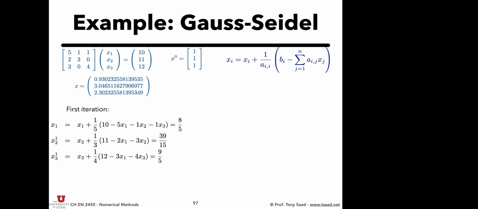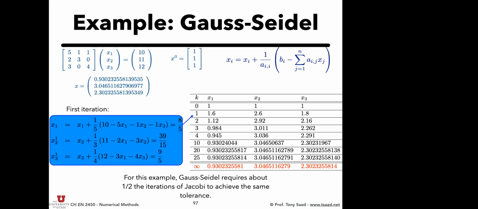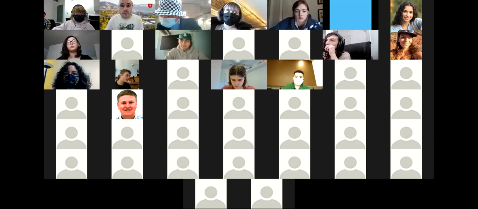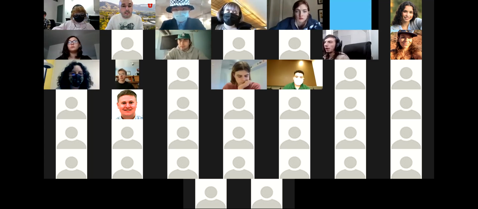So again, I give this little example over here. You can do it by hand, but the best thing is to do it in Python. For the example that we were just doing, Gauss-Seidel requires about half the number of iterations of Jacobi to achieve the same tolerance. Now I want to show you this, and let's do it in a Jupyter notebook. There's another notebook in the modules, activity 6, Gauss-Seidel with gaps. I want you to go ahead and open that, load it up, and let's get our hands messing with it. Linear algebra, LinSolve activity 6, Gauss-Seidel with gaps.